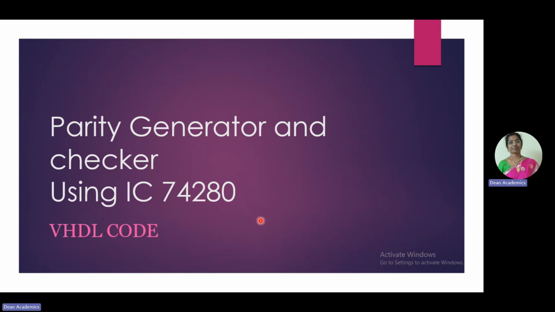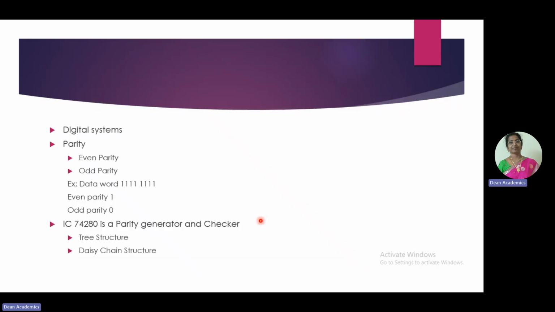Hello everyone. Today we are going to learn about the parity generator and checker using IC 74280, and also we are going to learn how to write a VHDL code for this parity generator and checker. In digital systems, the parity bits are used to indicate the number of ones in a given digital word.